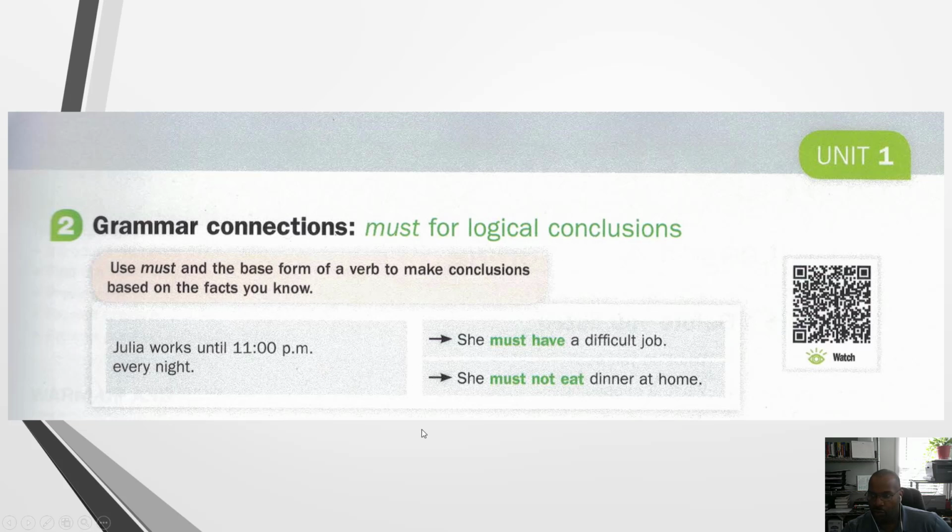Another logical conclusion we can come to is she must not eat dinner at home. If dinner time is around 6 or 7, maybe even 8 o'clock, she's still at work. So she must not. This is a negative logical conclusion. Must not eat dinner at home. Must not, and then the base form of the verb eat. So this is how we make positive and negative logical conclusions using must, based on what we know, right?